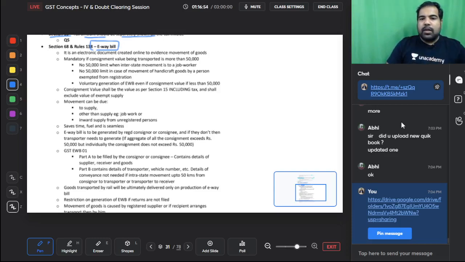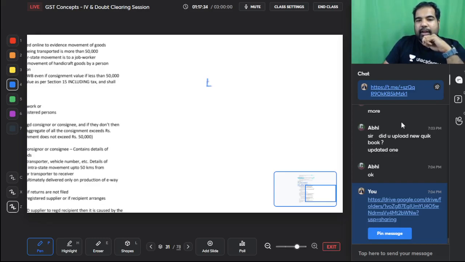Okay. Guys, what is an e-way bill and what is the requirement of an e-way bill is what we are discussing. Section 68 and Rule 138 are two things you will quote whenever you are looking at an e-way bill. Nothing more, just Section 68 or Rule 138 or both you will quote. Now, what is this e-way bill?